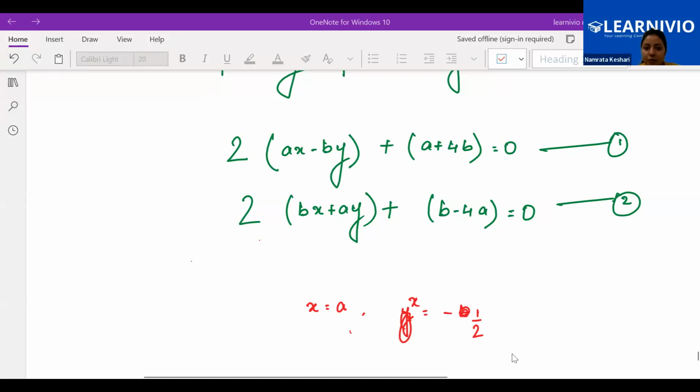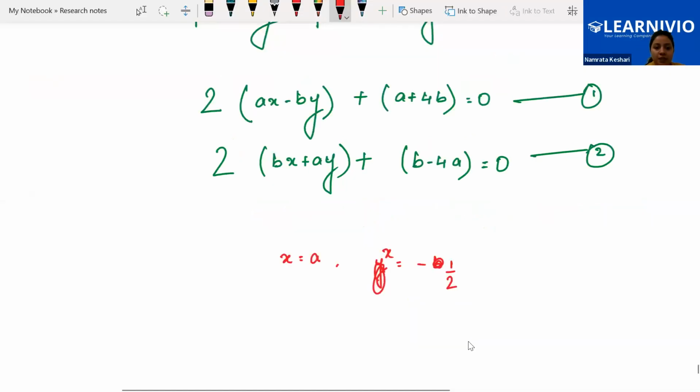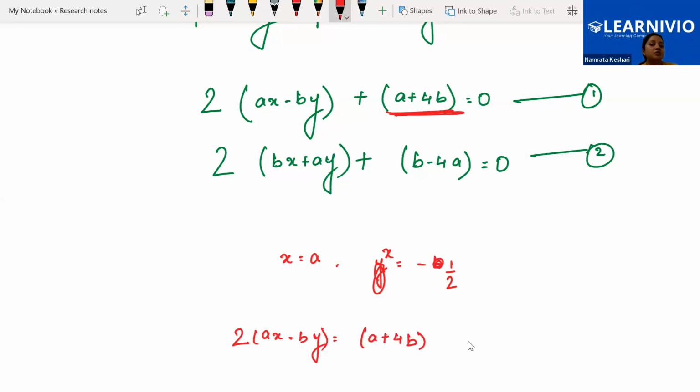Let me check. Okay, let's check it on the screen. So we are having twice ax minus by. Twice ax minus by is equals to this. This is the constant term we are having. We can shift it to other side, or no worries, we can keep it in this side also. Our choice. I am shifting it to other side so that it will be clear to us that it is nothing but just a constant, so minus.